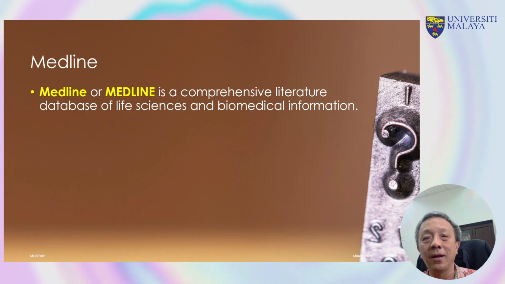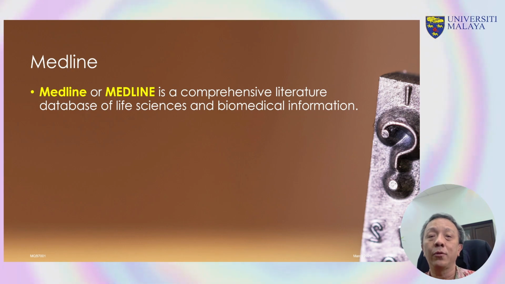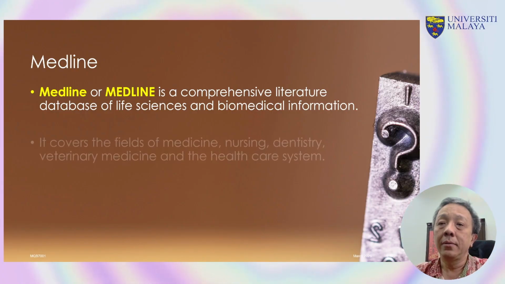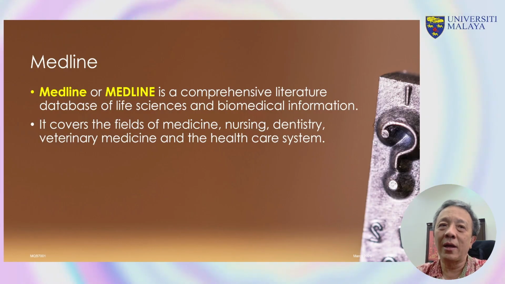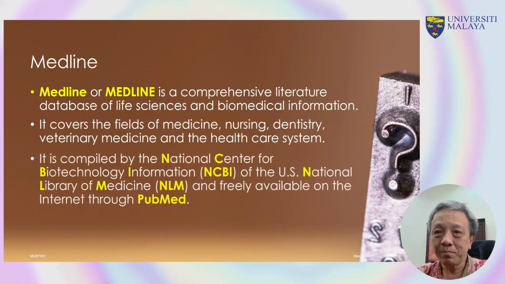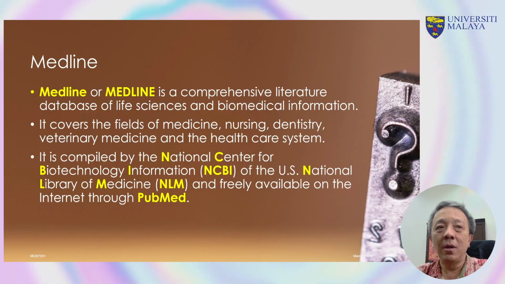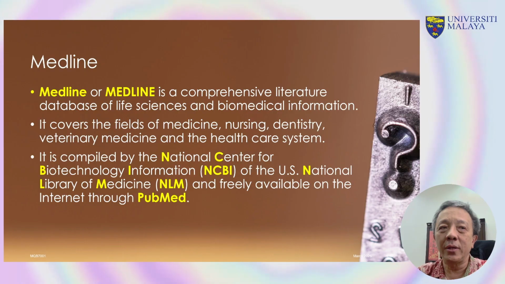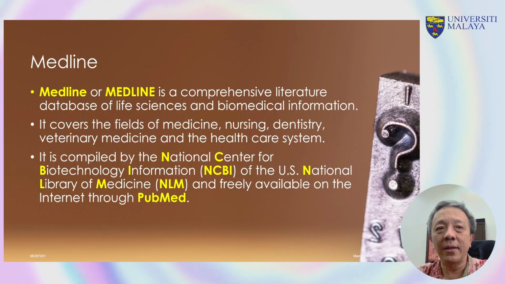We're looking at psychosocial safety climate. It's a human resource question. You cannot find it in MEDLINE, so you have to go to most probably Scopus. So it covers the field of medicine, nursing, dentistry, veterinary medicine, and healthcare system. It is compiled by the National Center for Biotechnology Information (NCBI) of the U.S. National Library of Medicine, and is freely available through the internet on PubMed.